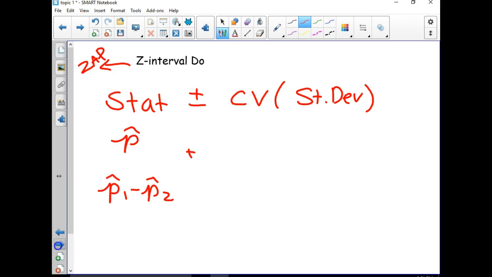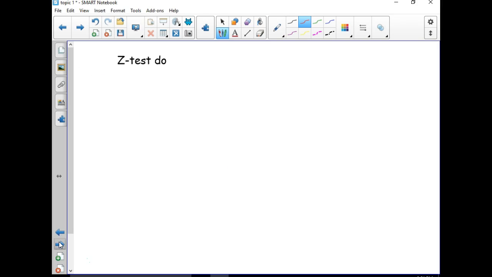Plus or minus Z star, and then go to your formula sheet, right? Go to your formula sheet for the standard error. Questions there? Does that help? Okay. The next one then would be the Z test do.